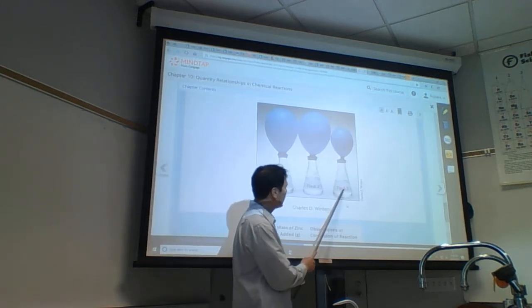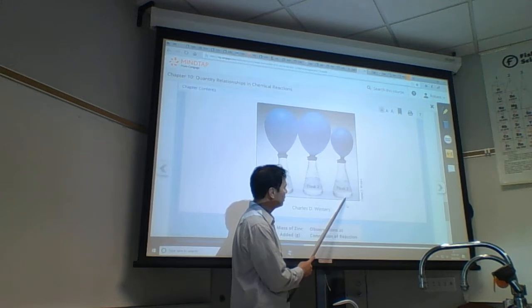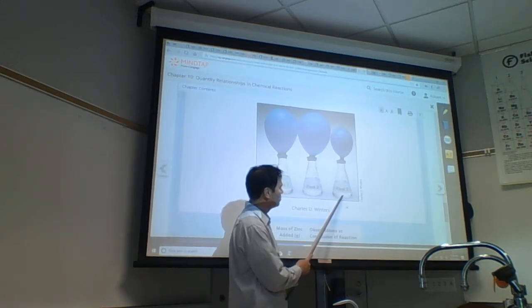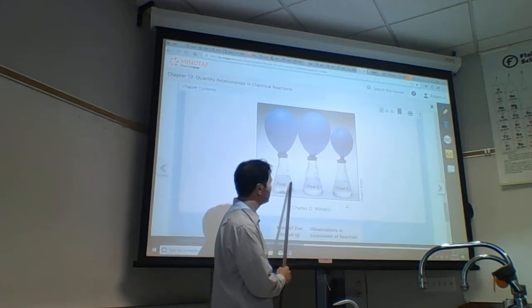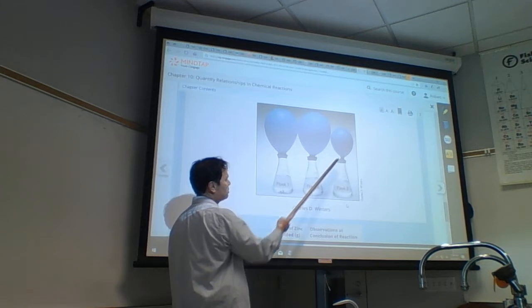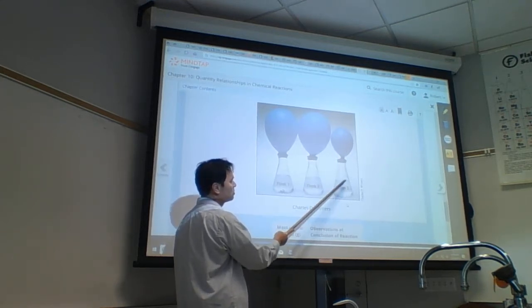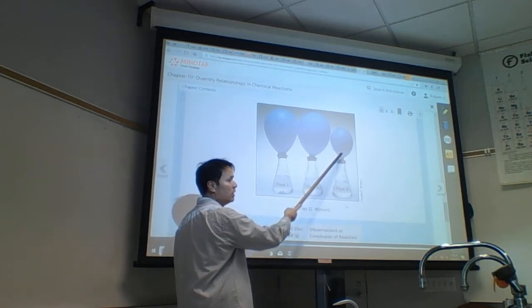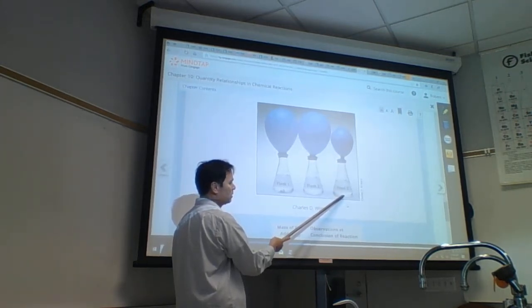Over here in flask 3, we have excess HCl and not enough zinc. All the zinc has been eaten away. There's no more zinc left. But you can tell not all the HCl is reacted because we had the same amount of HCl as this flask and we generated less hydrogen. And so that means there's still some HCl left in here. So if we add some more zinc to this, we can generate more hydrogen gas. And so in this case, the excess reactant is HCl, the limiting reactant is zinc.